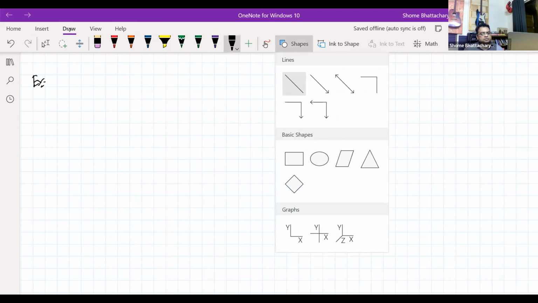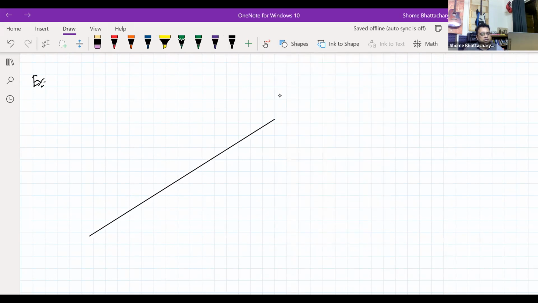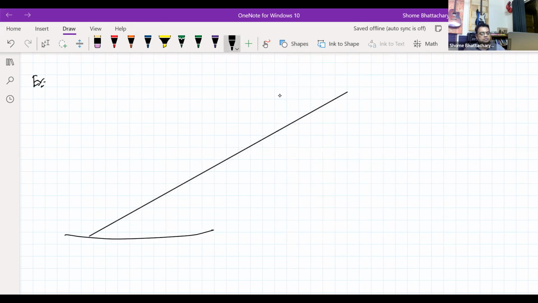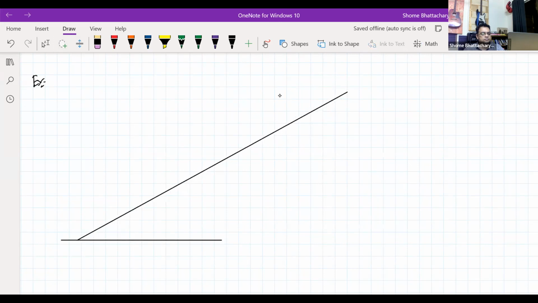Okay, so in this example, what we have is an inclined plane like this. This is at an inclination of theta equal to 37 degrees. And this surface is smooth.